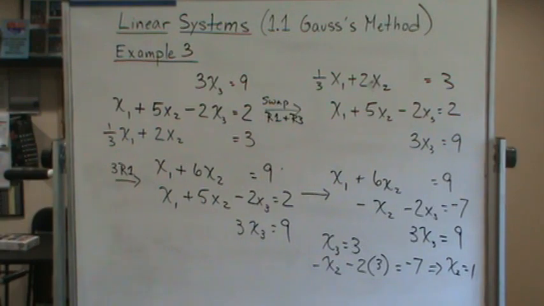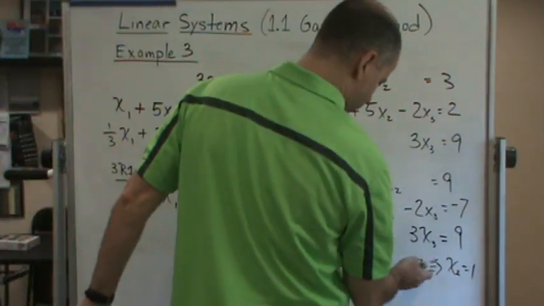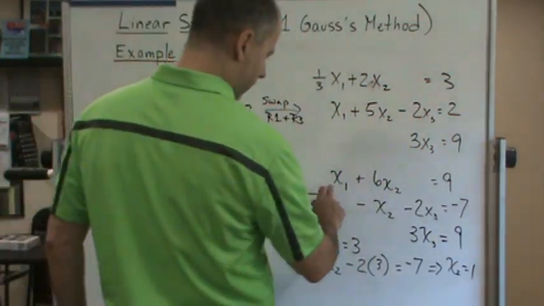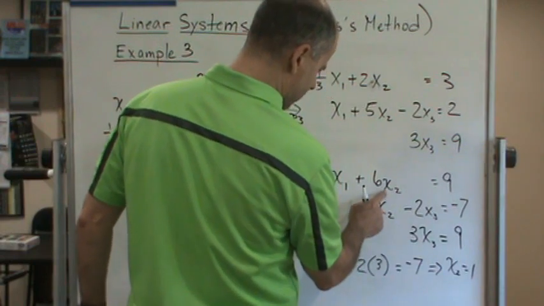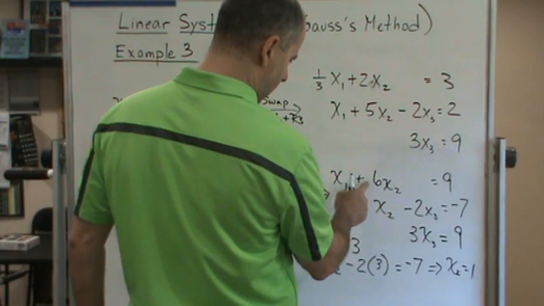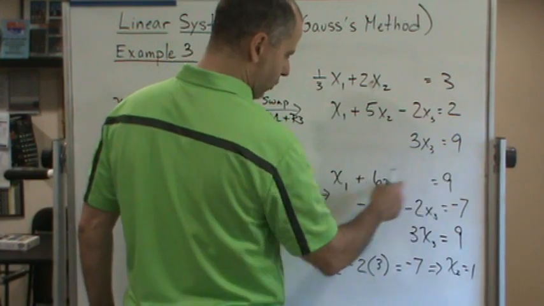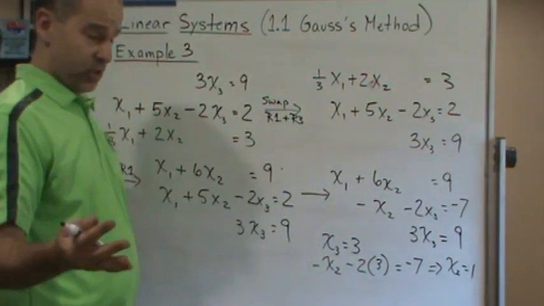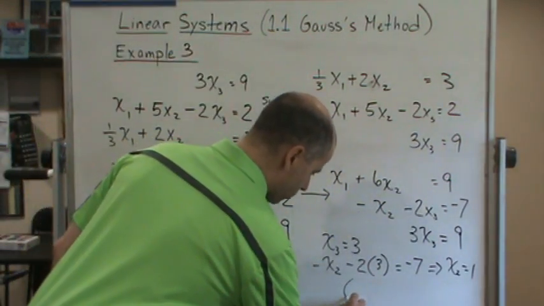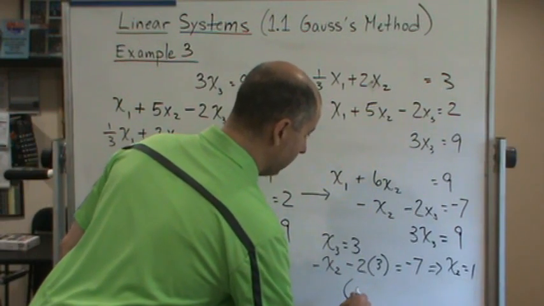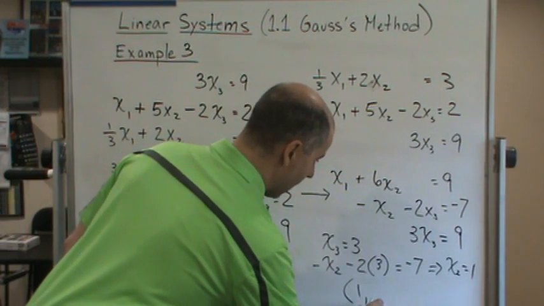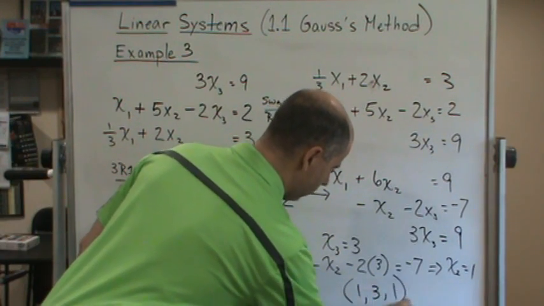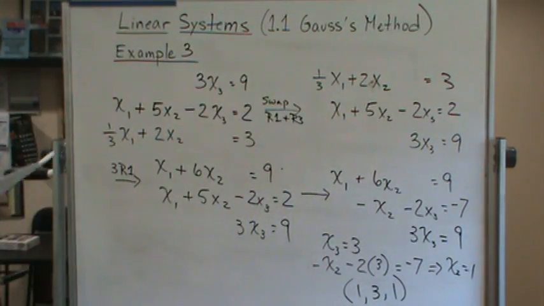And then finally, now that we know x3 is 3 and x2 is 1, we can substitute into this one. x2 is 1, so we substitute 1 in here and get 6. So we get x1 plus 6 equals 9, and if we subtract 6 from both sides, x1 is equal to 3. Our solution is now the ordered triple, which is 3, comma, 1, comma, 3. And that is our solution.